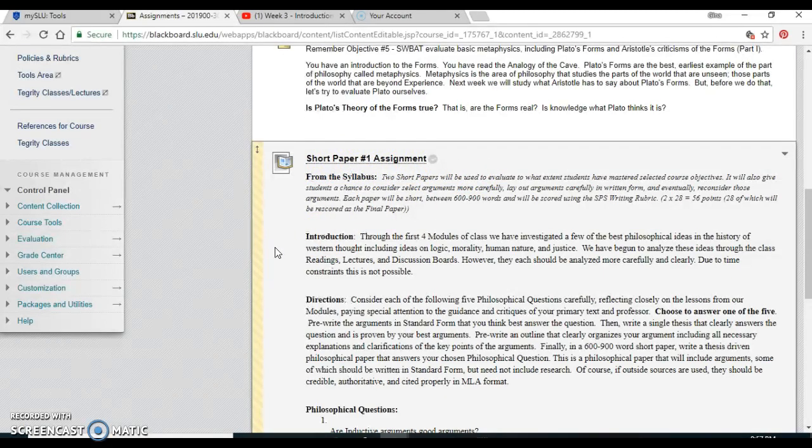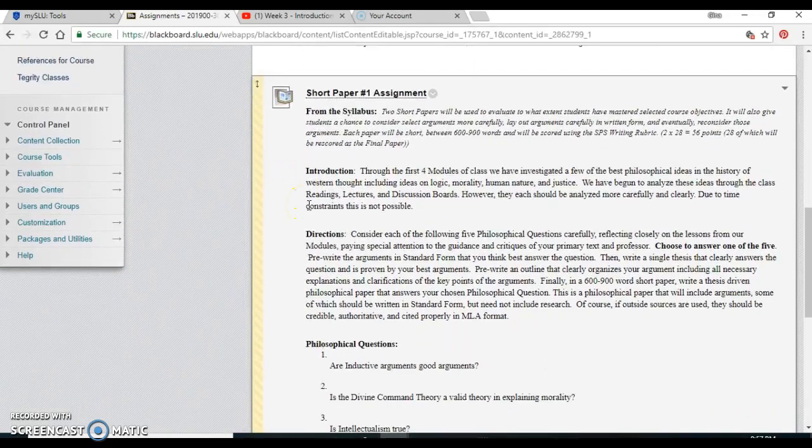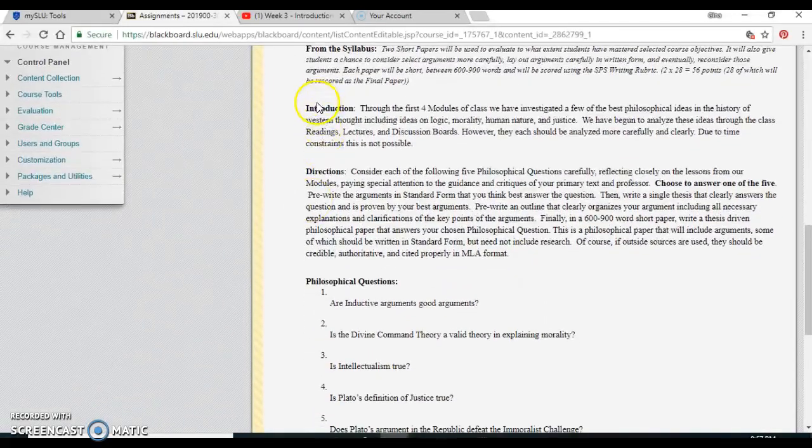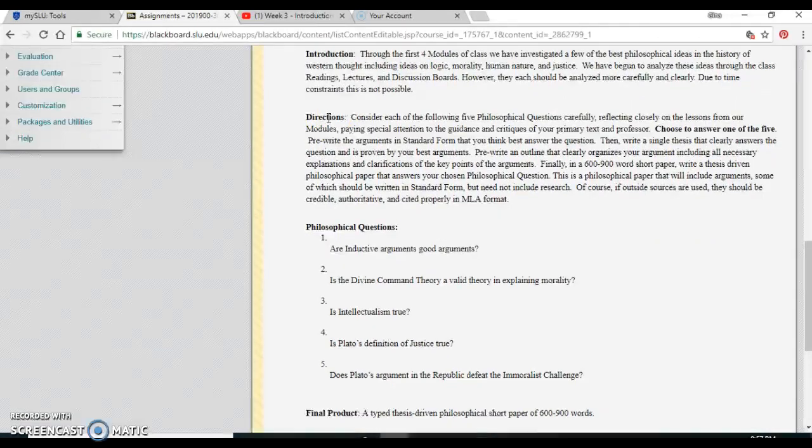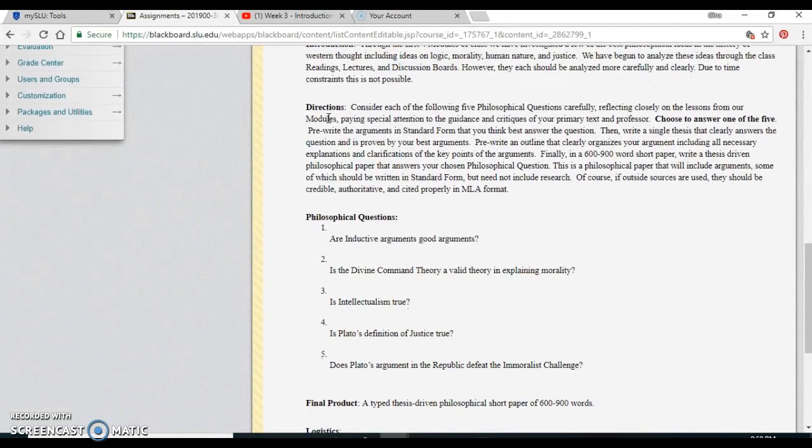Before I close off here in this introduction, let's spend a few minutes talking briefly about the short writing assignment. I've quoted the syllabus here in the first part, and then I've given you some more extensive directions. First, I give you an introduction as to why we're doing this and what the purpose is. Then I give you some directions on what the paper is actually going to be.